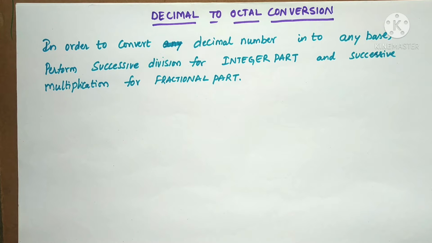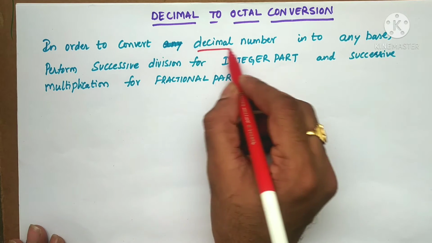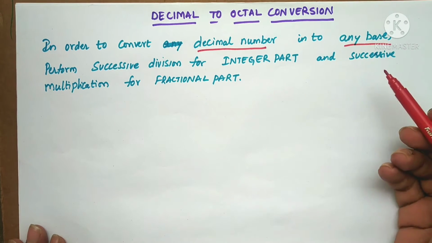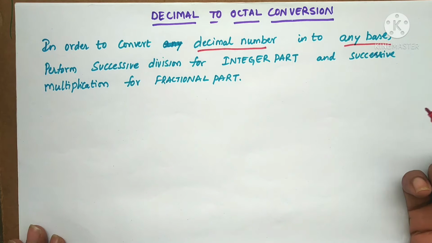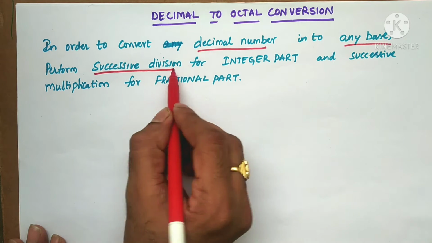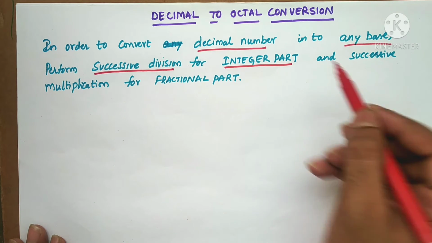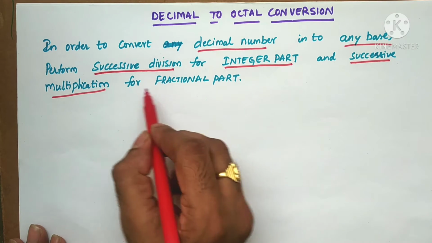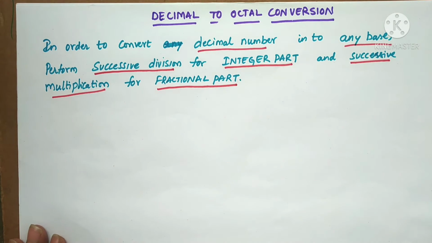Decimal to octal conversion. In order to convert a decimal number into any base, it may be octal, hexadecimal, or some base 5, base 7, base 9, likewise. What we have to do is perform successive division for the integer part with that base and successive multiplication for the fractional part with that base.